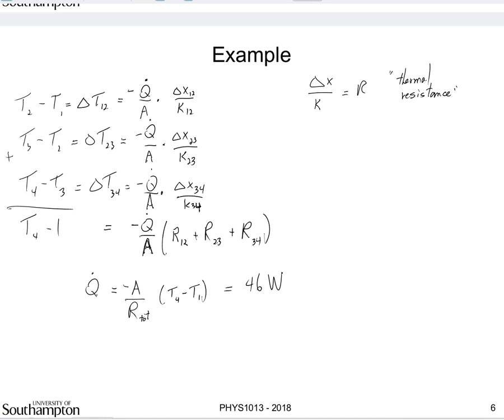Do you mean T4 minus T1 in the denominator below the addition? Yes. There. Thanks.